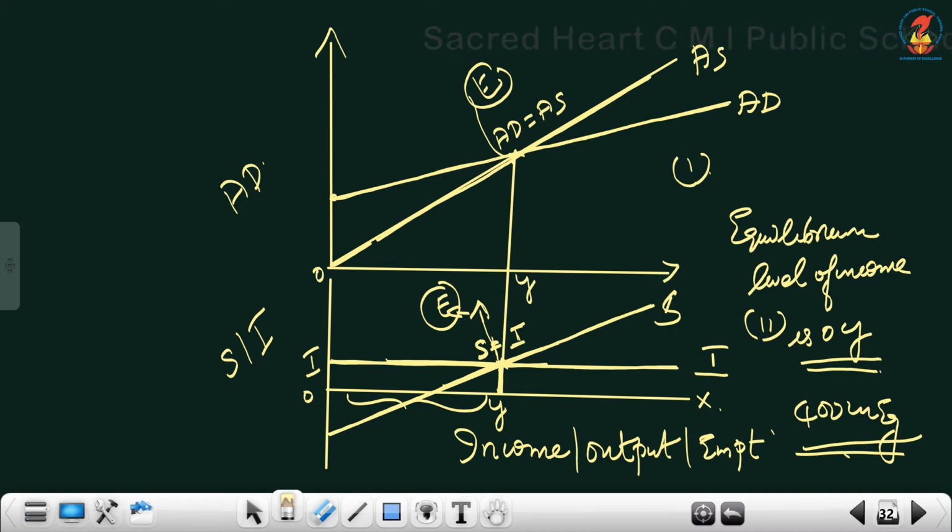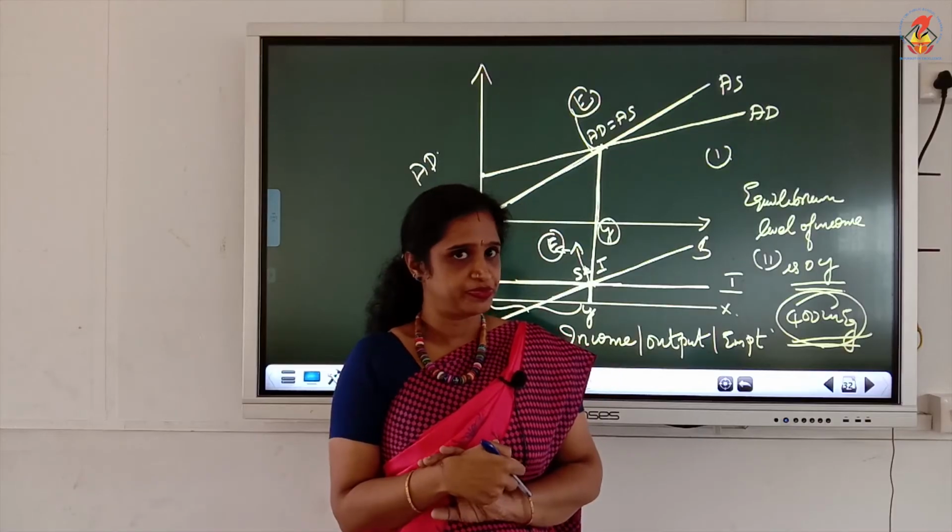I told you in the previous approach, the AD-AS approach, where AD is equal to AS, the equilibrium point is there and the equilibrium level of income is there. Where S is equal to I, the equilibrium point is there and the equilibrium level of income is also determined. Both take place at one particular level, which is 400 in the example. So, I hope it is clear to you.